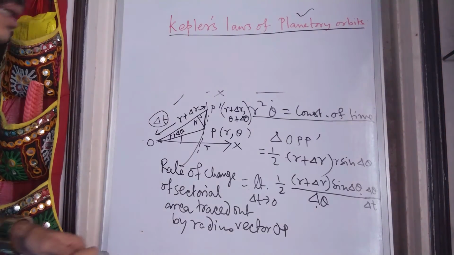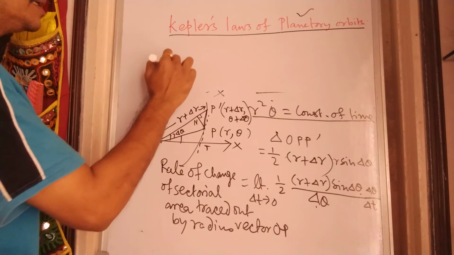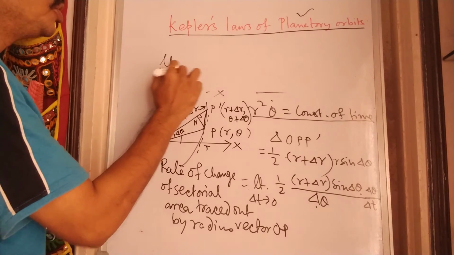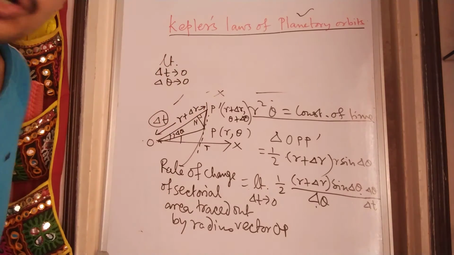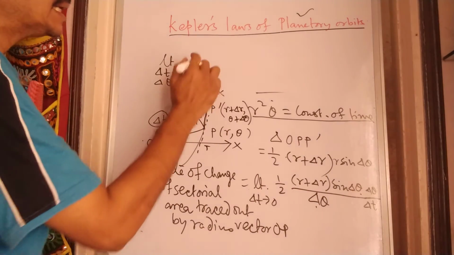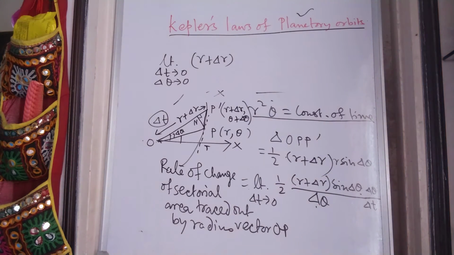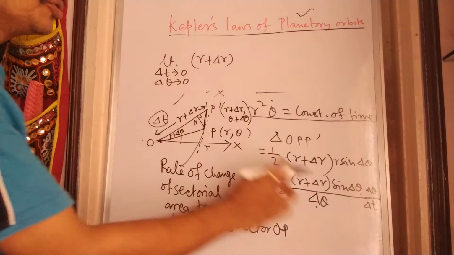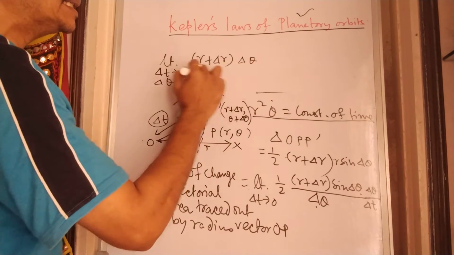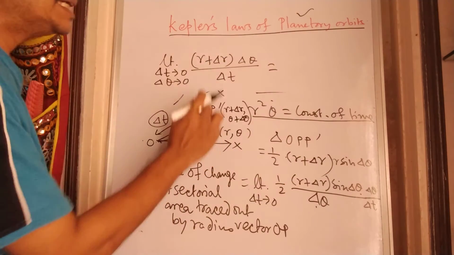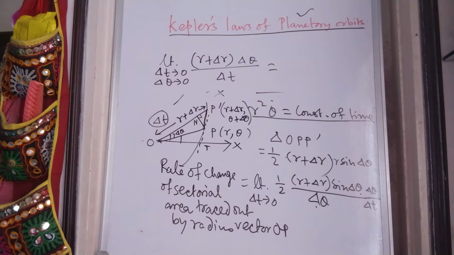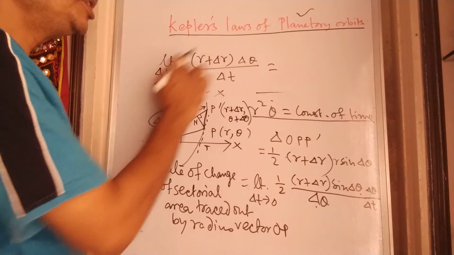Let us take the limit as delta t tends to 0. Delta theta also tends to 0, and this is nothing but r plus delta r. Sin delta theta by delta theta is actually 1 as delta theta tends to 0, so we replace this with delta theta by delta t. Then we see that r into delta theta is much larger than delta r into delta theta, because they both are infinitesimally small, so their product will be much smaller than r into delta theta, and we ignore it.